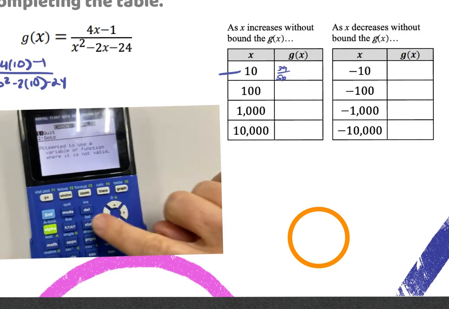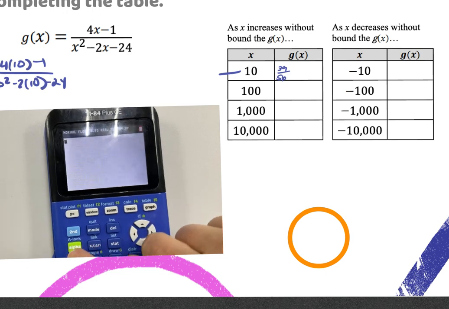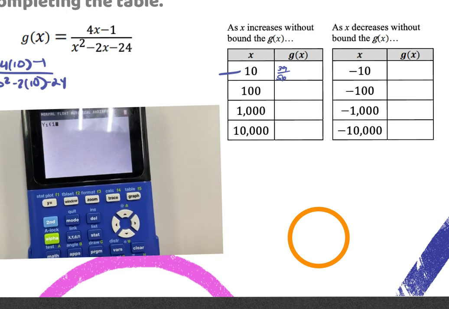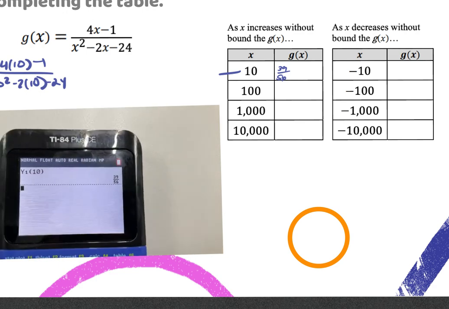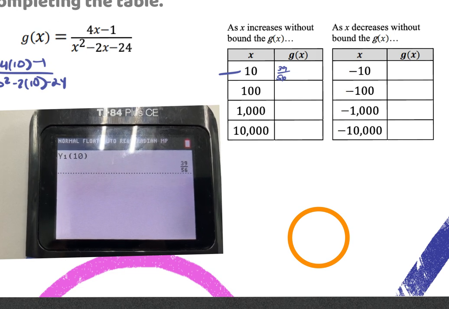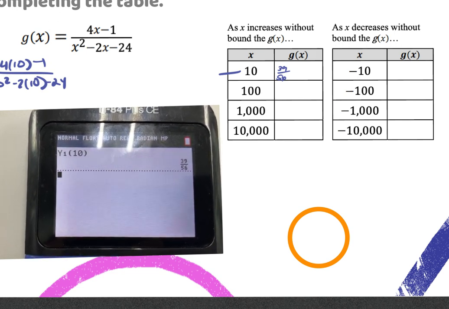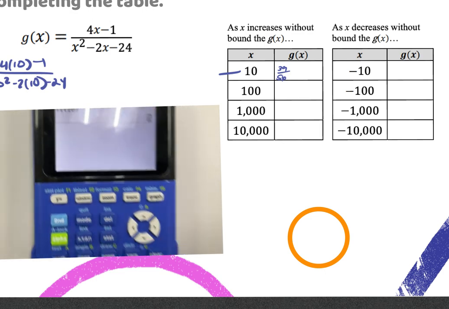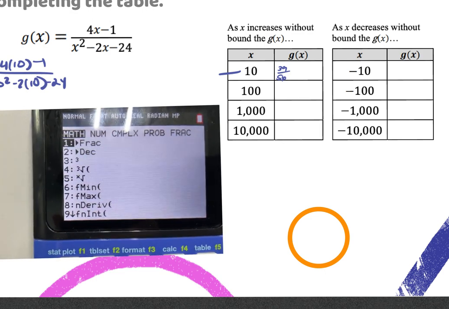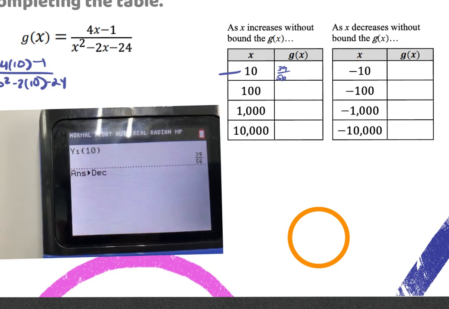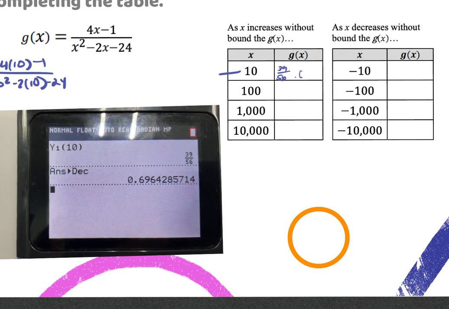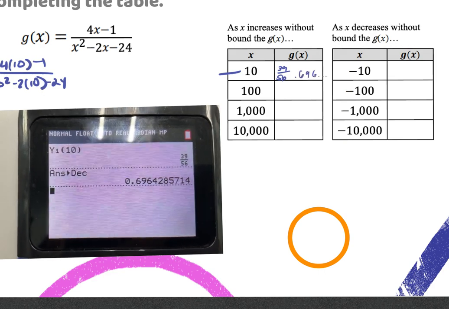So my recommendation is instead to go back to alpha trace and do y equals, and then do a 10. You're still going to get that fraction. Do you know how to convert this to a decimal? How? In the math menu, if you go to math, the second thing in the list says arrow decimal. It's going to convert it to a decimal. So now I know that decimal is 0.696, and so on and so forth.